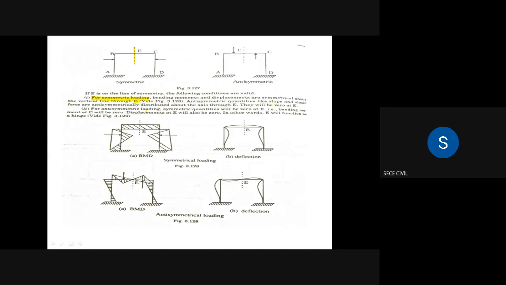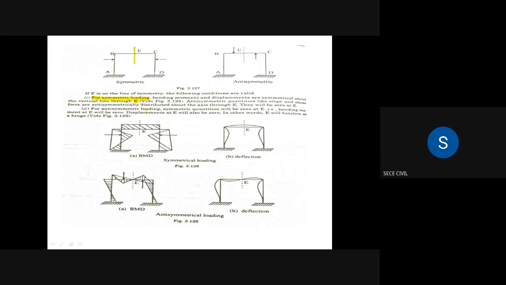Anti-symmetrical quantities like slope and shear forces are anti-symmetrically distributed about the axis through E. Displacements and bending moments are the symmetrical quantities. Slope and shear forces are anti-symmetrical quantities; they will not be symmetrical, so we call them anti-symmetrical quantities. Slope and shear force are anti-symmetrically distributed about the axis E.